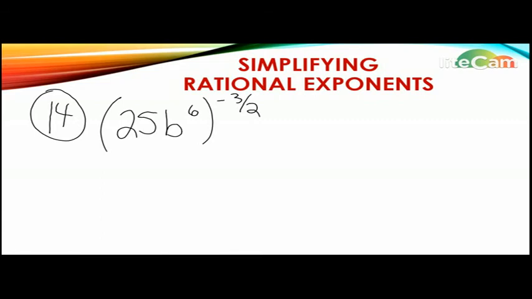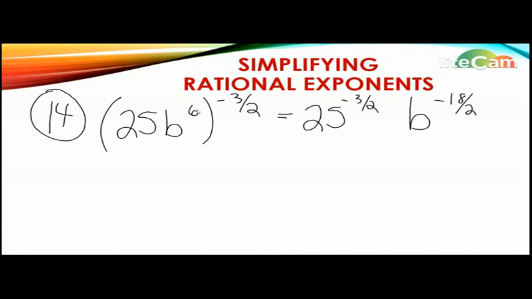Okay, so the reason is because we're going to take the 25. When you have a whole number with a rational exponent, work everything this way. When you have a variable with an exponent and another exponent, work everything the way I'm going to show you. So we're going to split this up. Remember when we were talking about exponent rules and I said to split everything up? Watch, 25 to the what? -3/2. And the b to the 6 gets what? The -3/2 as well.